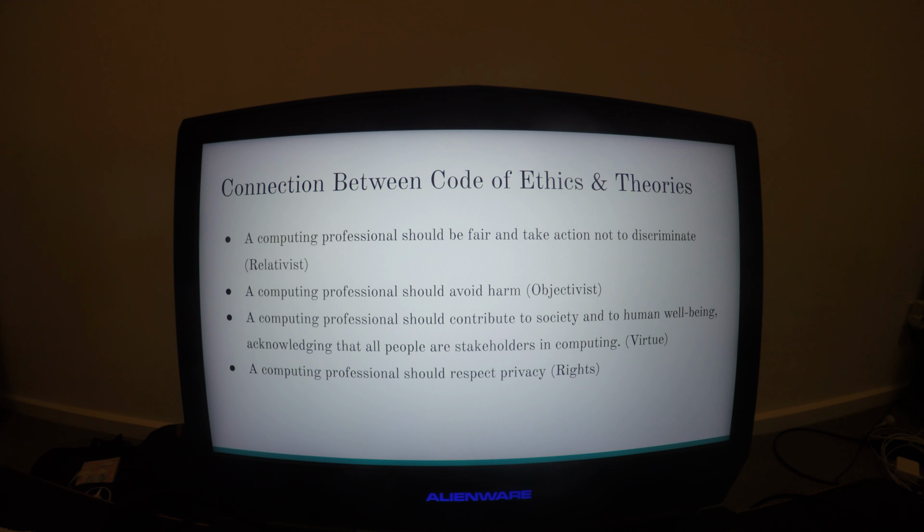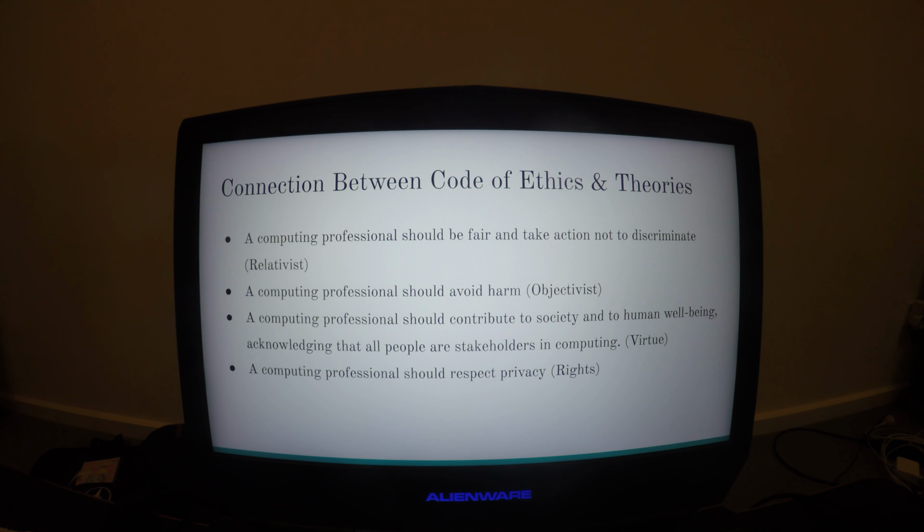Second is a computing professional should avoid harm, which has connection with objectivists. Whilst objectivist is an individual who are passionate to reach their goals in life, including a creation of tangible or intangible objects such as technology, this principle points out that a computing professional should avoid negative consequences that may impact or affect the society at a disadvantage.